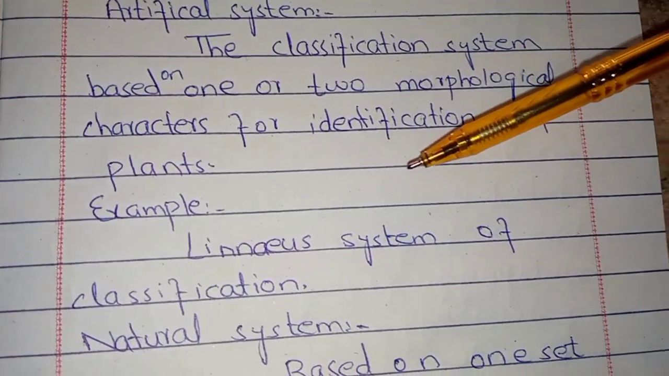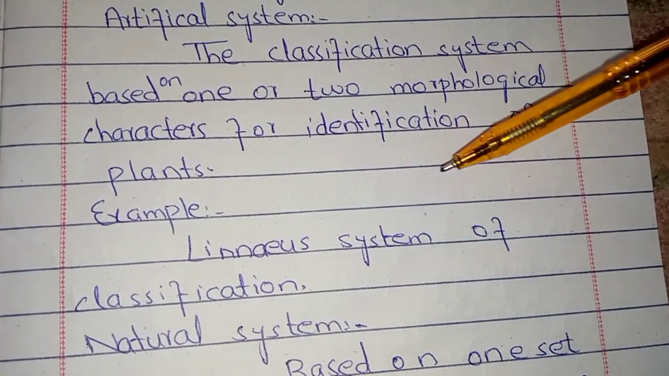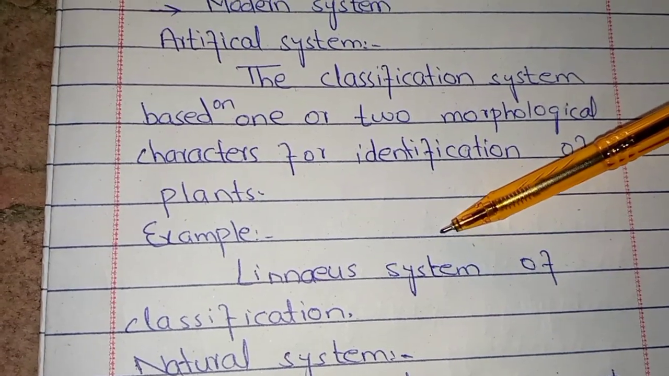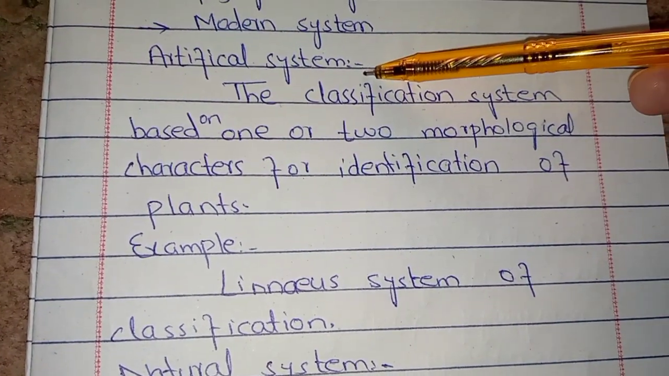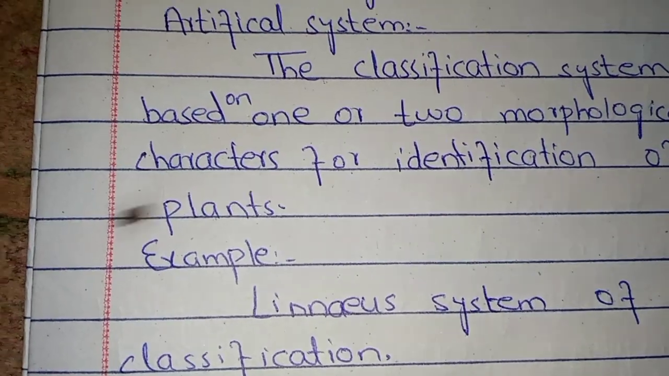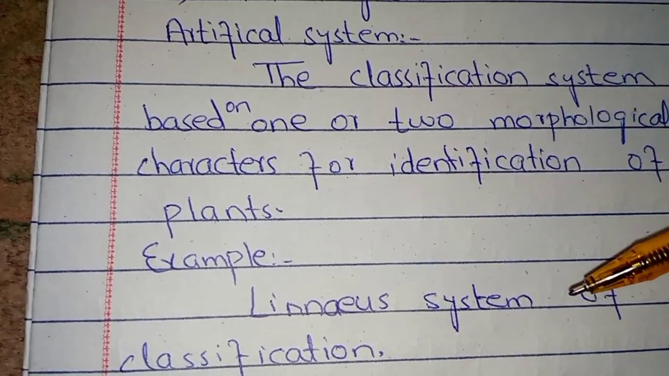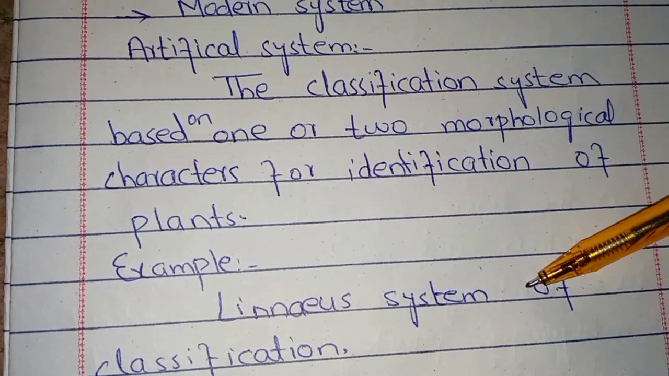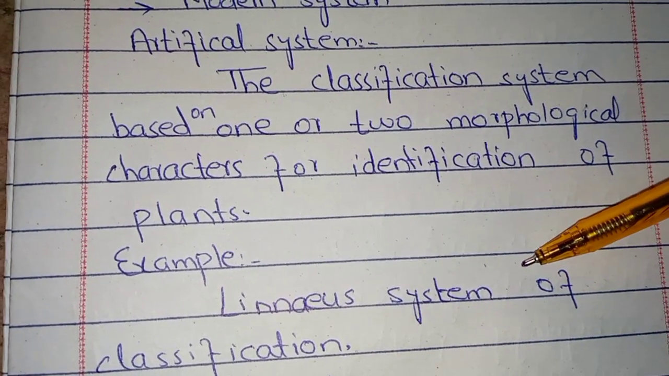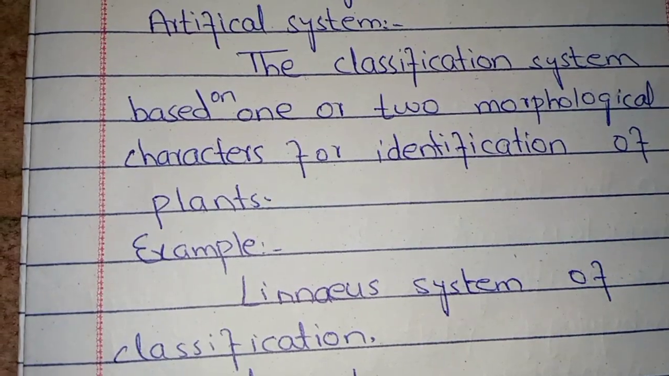An example is the Linnaean system of classification. The Linnaean system of classification is based on the artificial system. Linnaeus used morphological characters of the plant. He used characters of the stamen for classification of plants. He found 24 classes of plants on the basis of characteristics of the stamen.